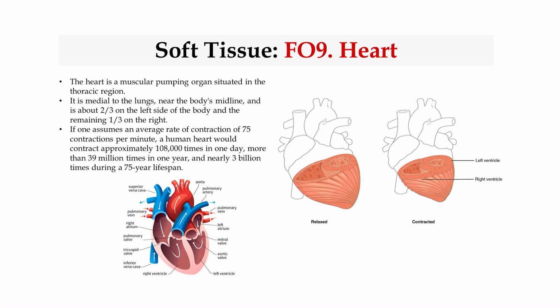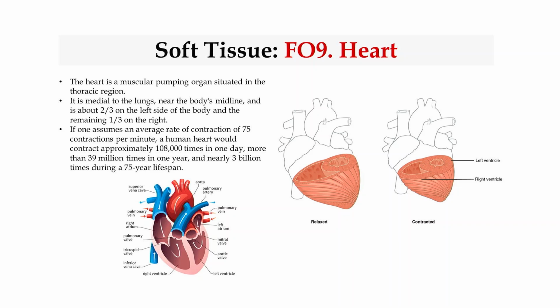Okay, the next one is the most classic and the most commonly studied soft tissue, which is the human heart. It's a muscular pumping organ situated in the thoracic region. It is medial to the lungs and near the body's midline, about 2/3 on the left side of the body and the remaining 1/3 on the right. So it's a little bit more towards the left. Typically, if you're trying to feel your heartbeat, you would put your palm a little bit towards your left rather than in the middle or to the right, right?